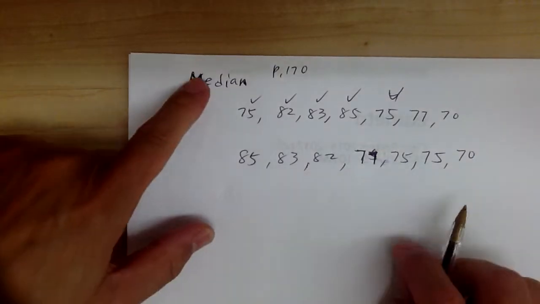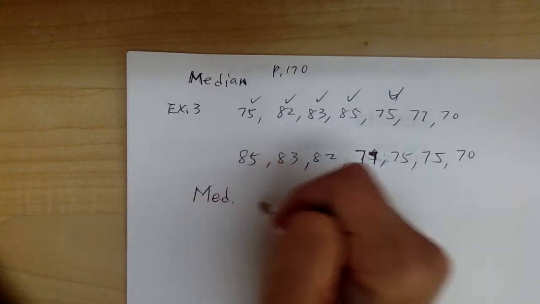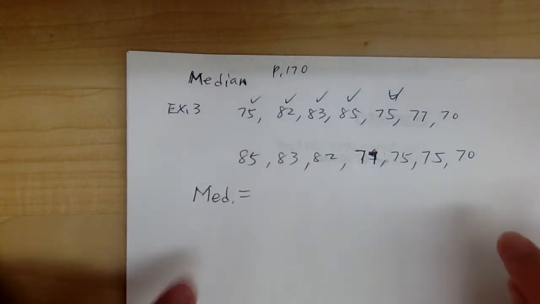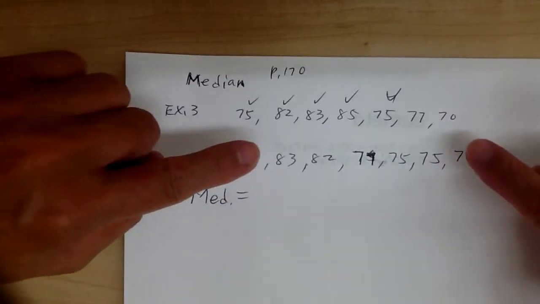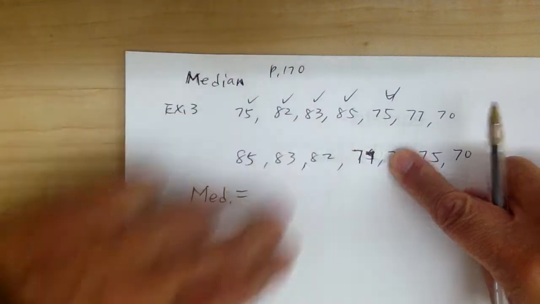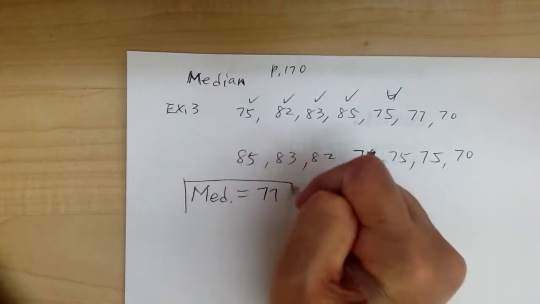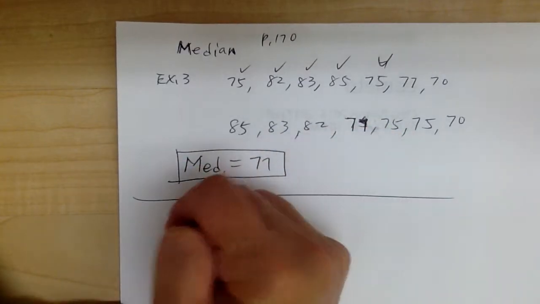Okay, so now to find the median, I'm going to use MED for median, or capital M. The median is a middle number, so you just use your finger and go from both ends, right? So this evens out, this evens out, this evens out. So the middle number is 77. Okay, and that's it. So again, median is your middle number. Okay, let's go to example 4.